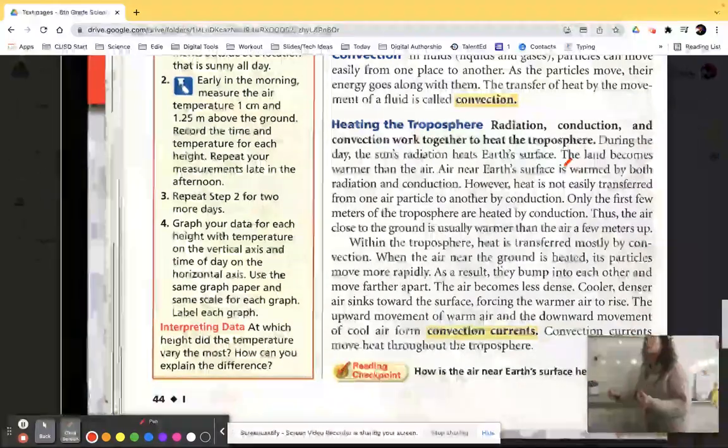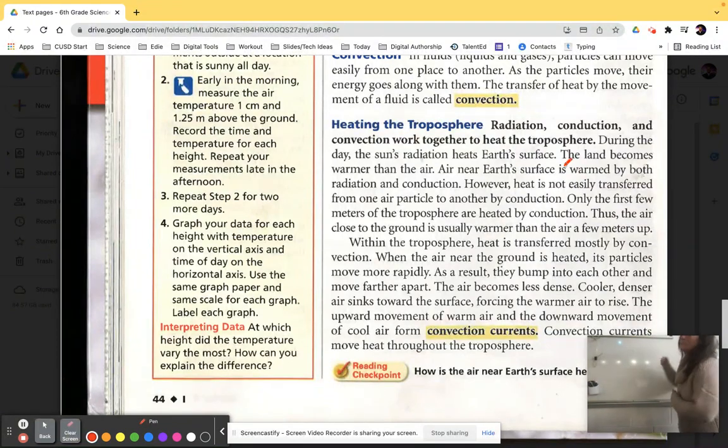So during the day, you get the sun over here. You get the sun's rays heating up the Earth. Here is the Earth. The sun's energy comes down and heats up the Earth. This is radiation. That sun's energy will travel down there.